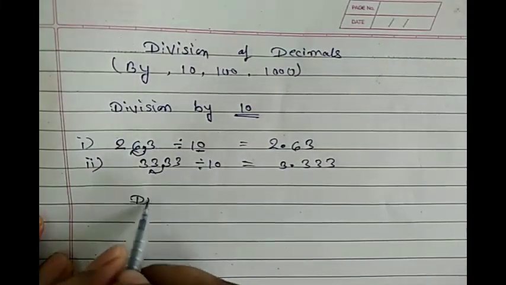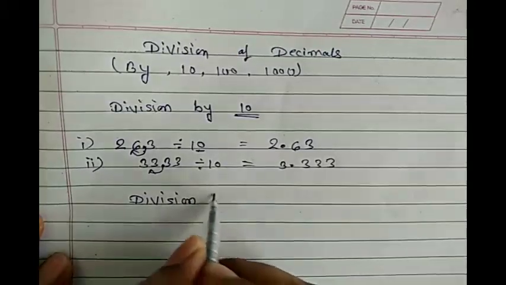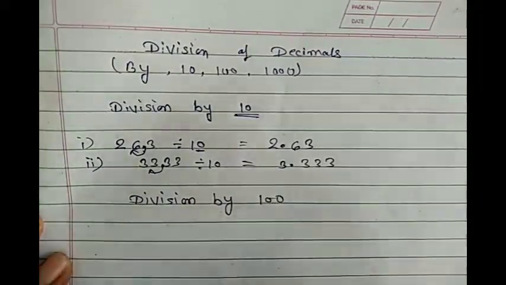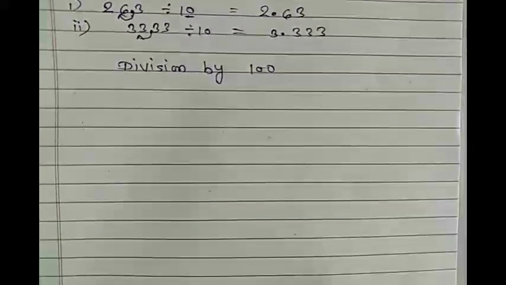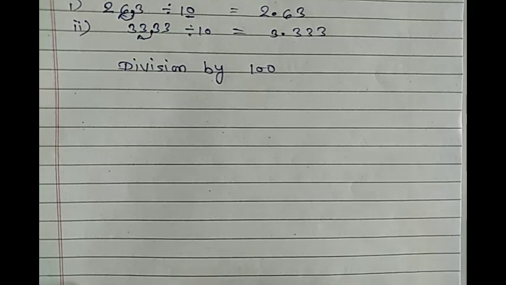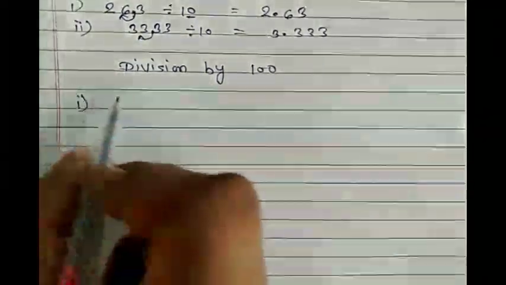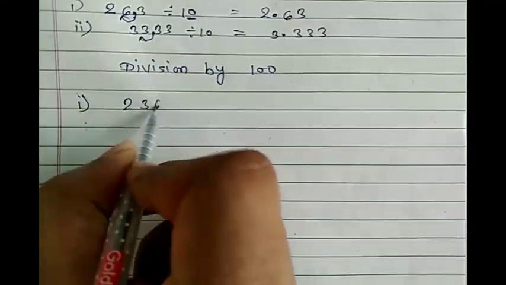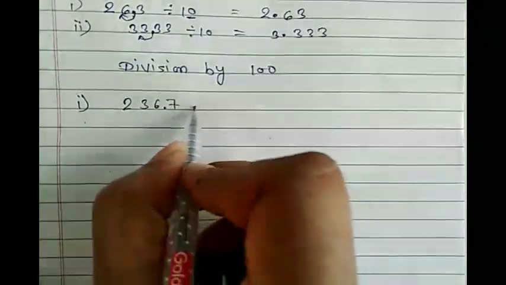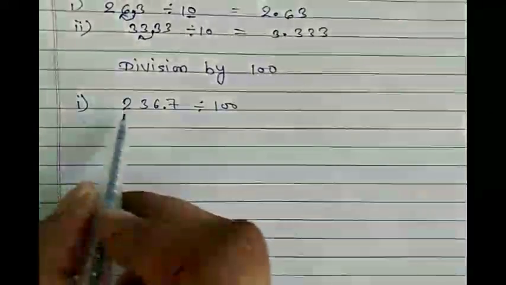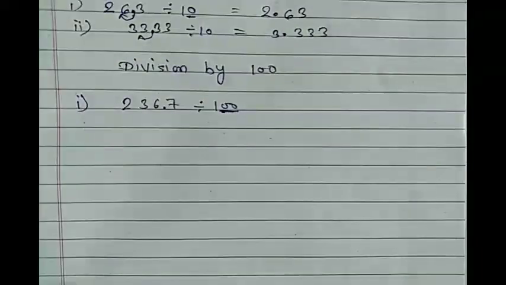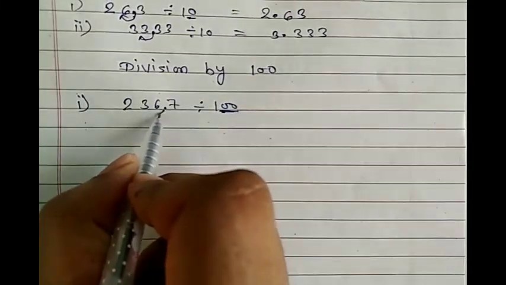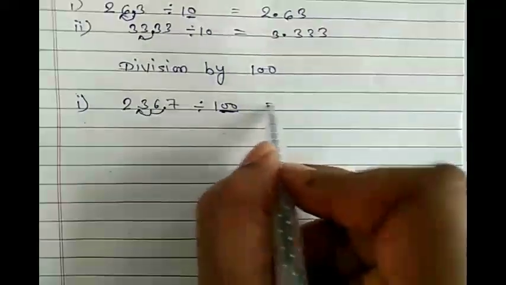Now division by 100. Whenever we have to make a division by 100, we just change the place of the decimal by 2 digits. For example, see one question. 236.7 divided by 100. There are two zeros. So we change the place of the decimal by two digits, 1 and 2. So the decimal comes right over here.